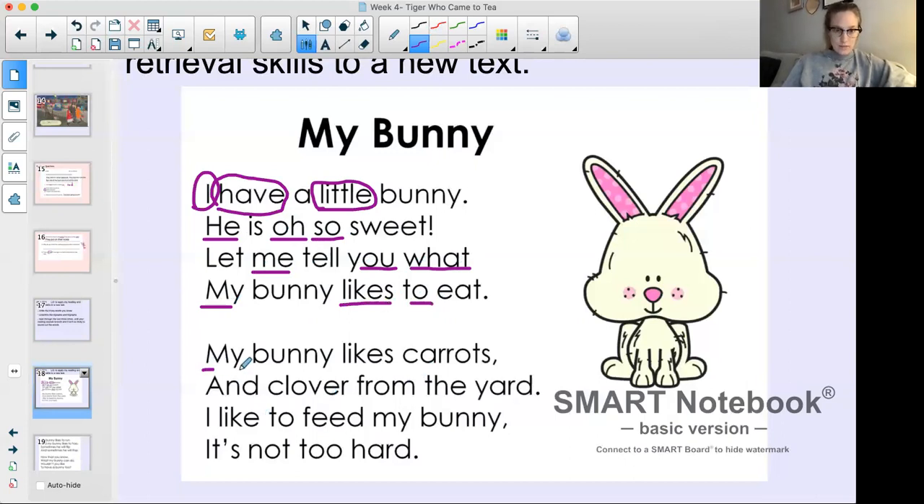And then I can recognize my because I've already underlined it. My, likes, the, I like to, all 3 of those. My.